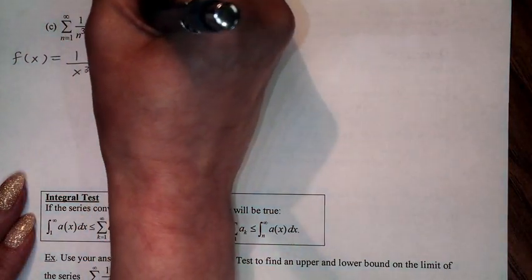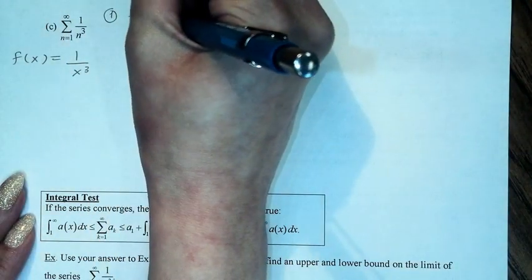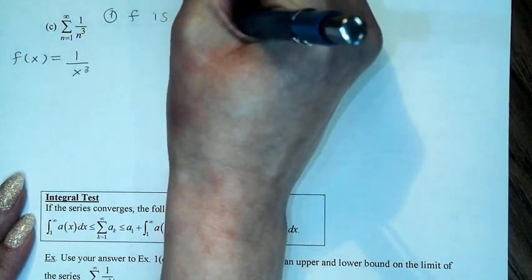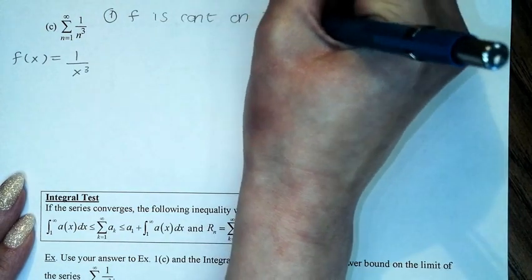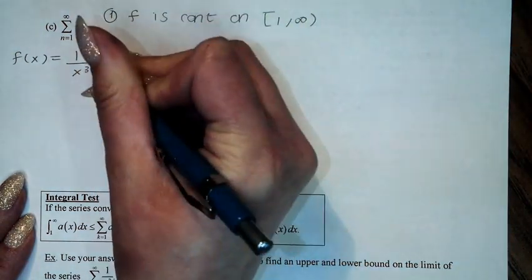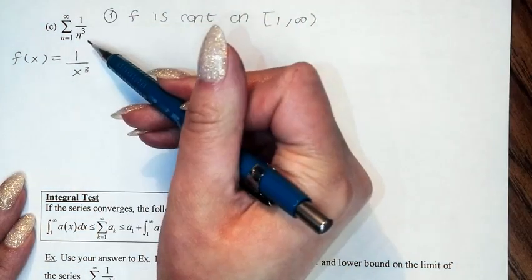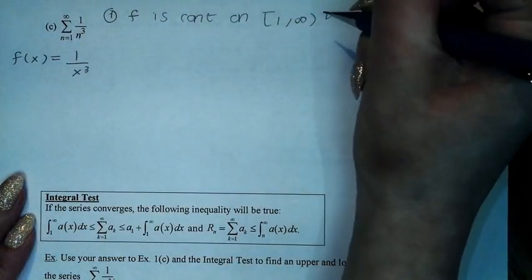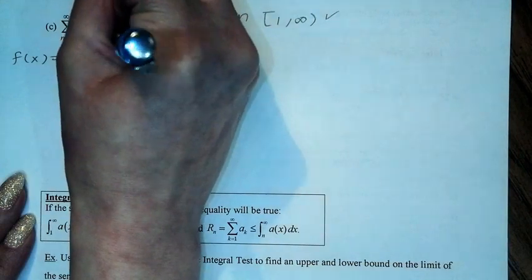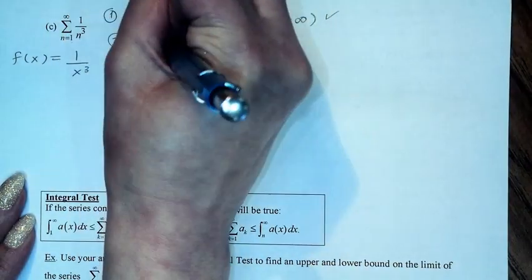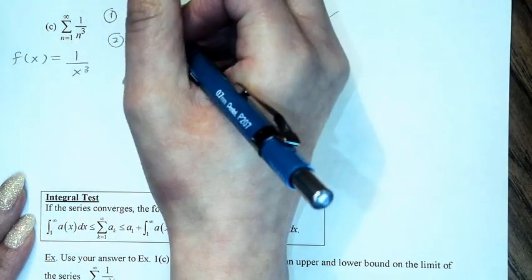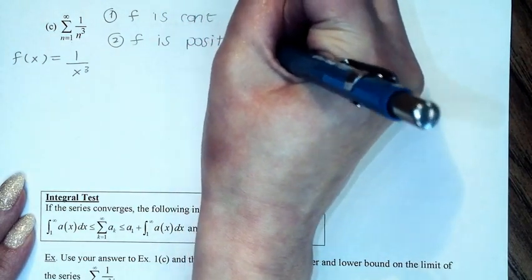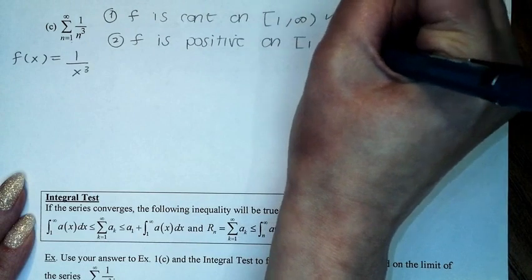Condition number 1: f is continuous on your interval 1 to infinity. What do you see here? The problem that we have is at 0, and that's not part of the interval, so we are very happy. Check mark. Second condition: f is positive on your interval 1 to infinity.